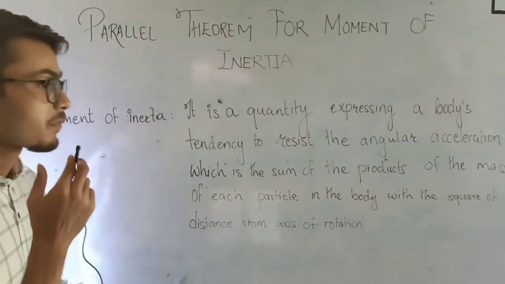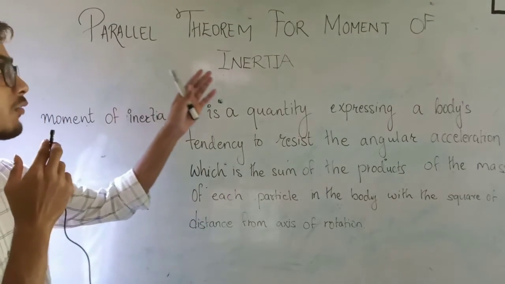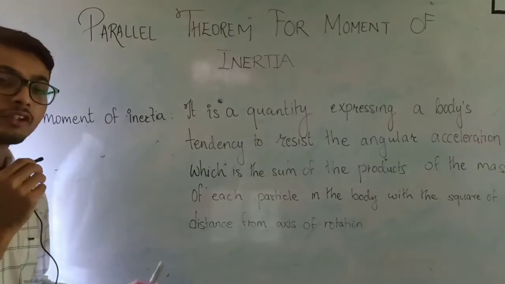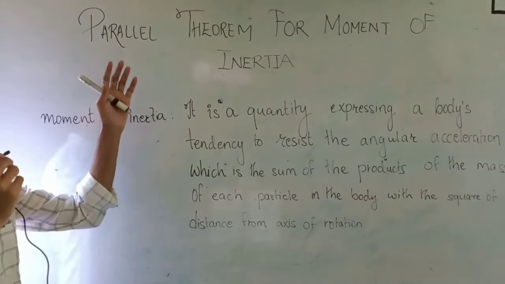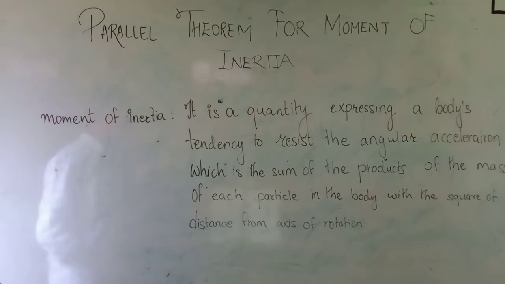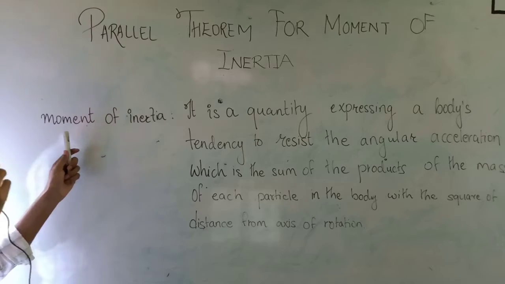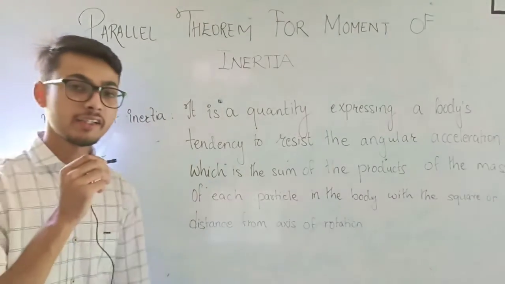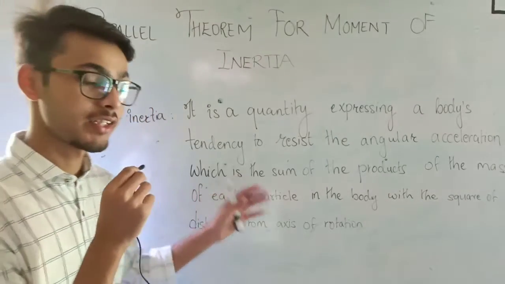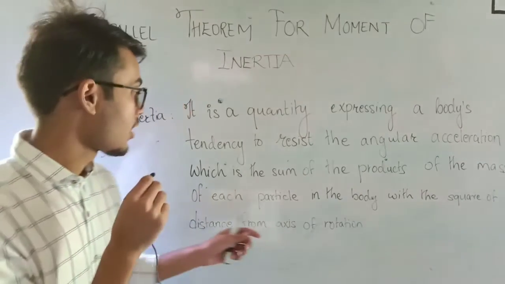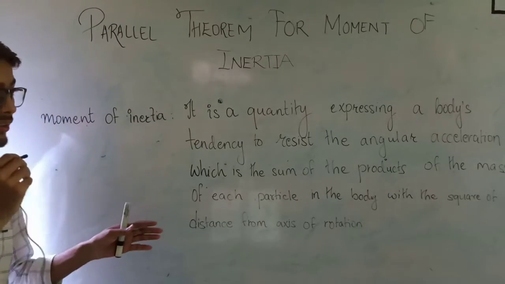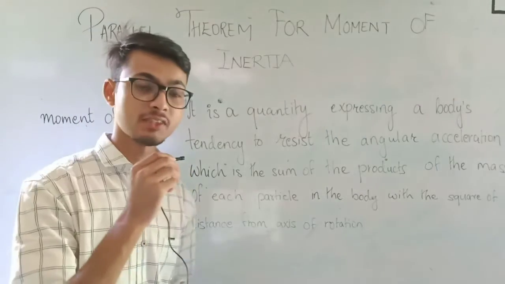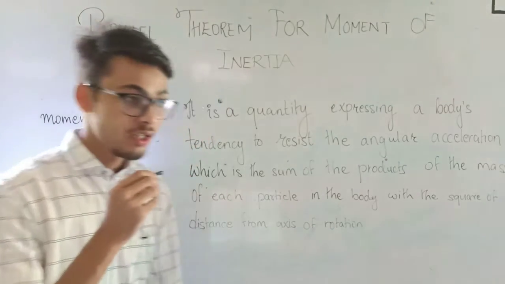So in this video, I'll be talking about the parallel theorem for moment of inertia, which is my topic. Before we know exactly what the parallel theorem for moment of inertia is, let us know what moment of inertia is. It is a quantity expressing a body's tendency to resist angular acceleration, which is the sum of products of the mass of each particle in the body with the square of its distance from the axis of rotation.